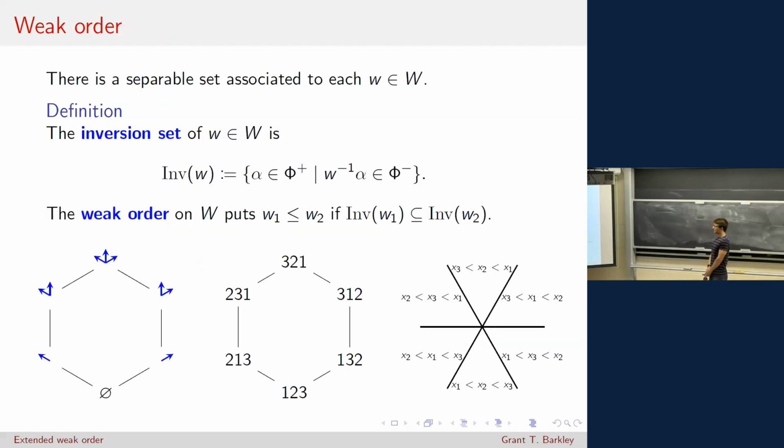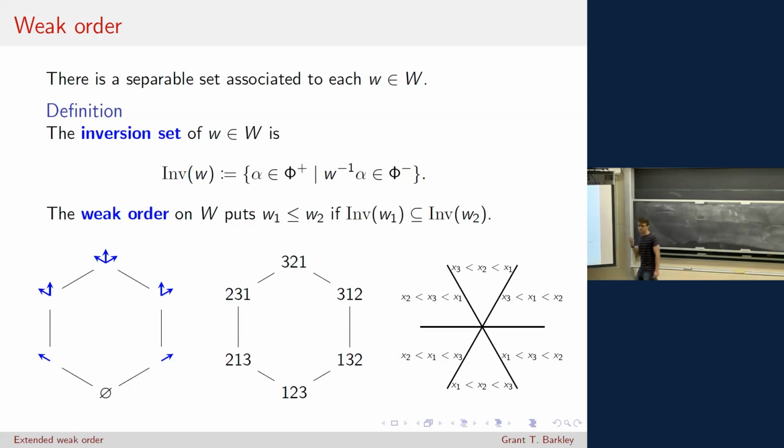Okay, so now I'm going to define a partial order on a Coxeter group by relating the elements of the group to some geometry. How am I going to do this? I'm going to write down a separable set associated to each element of my Weyl group. How do I do this? Well, there's a definition. What it says is that I want to take the positive roots such that if I hit them with w inverse, then I end up with a negative root.